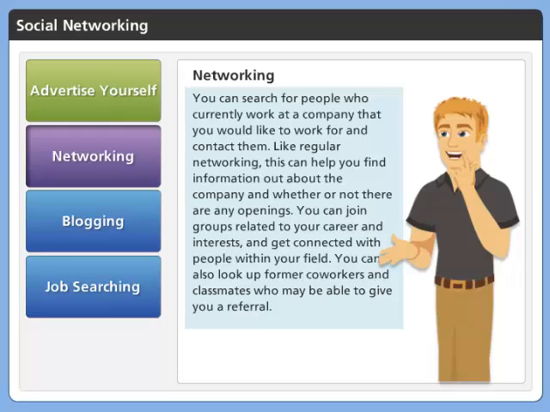Networking. You can search for people who currently work at a company that you would like to work for and contact them. Like regular networking, this can help you find information about the company and whether or not there are any openings. You can join groups related to your career and interests and get connected with people within your field. You can also look up former coworkers and classmates who may be able to give you a referral.